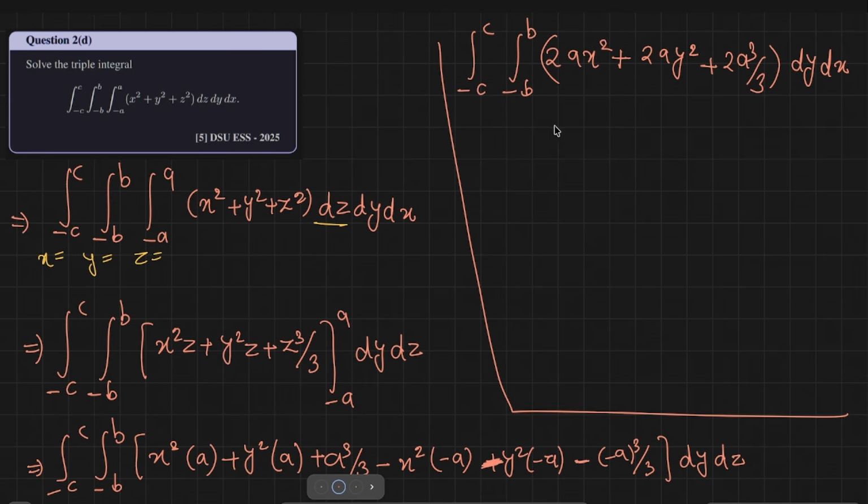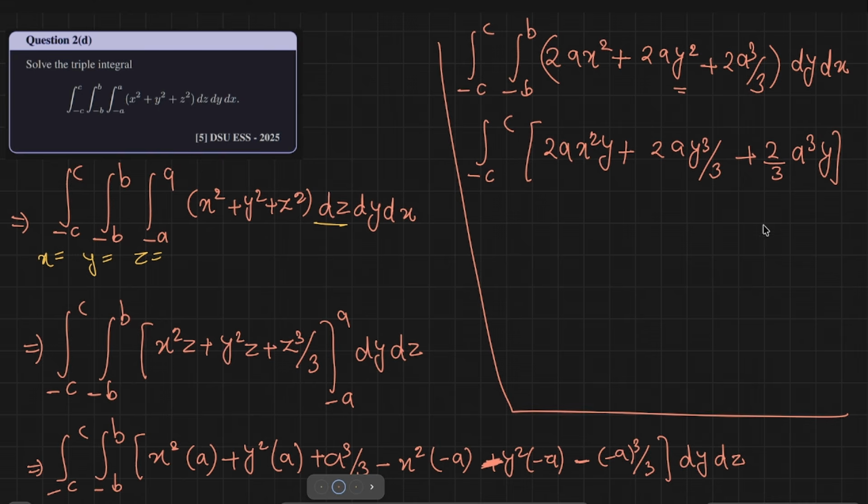Now again same thing, what you have to repeat for y. So the next integral is minus c to c, minus b, integral with respect to y. So 2ax square into y plus 2a y cube by 3, okay, plus 2 by 3 a cube into y. So from here this dx. Now you put the limit from minus b to b, and then same thing you have to repeat for x, that is from minus c to c.